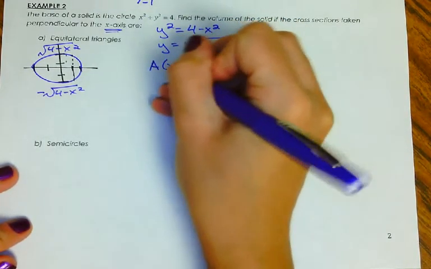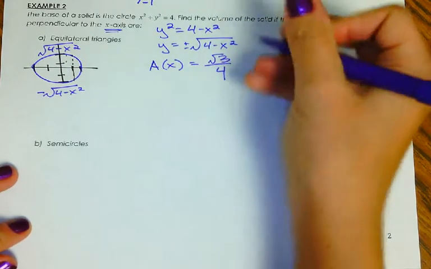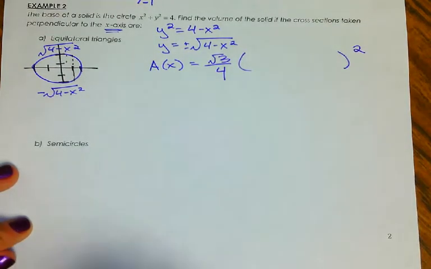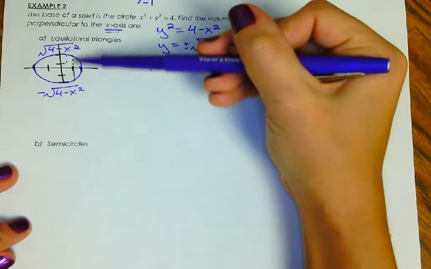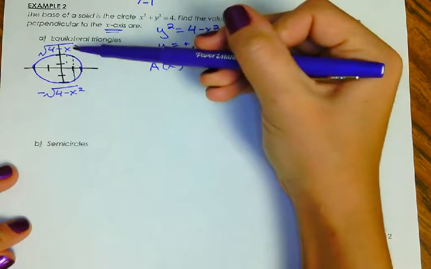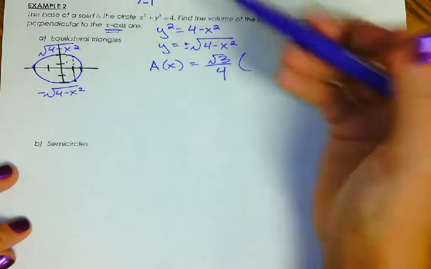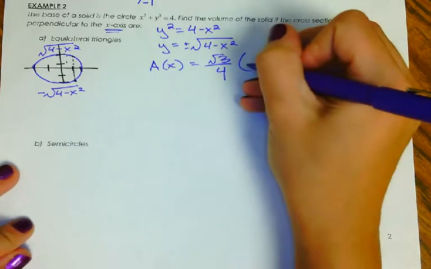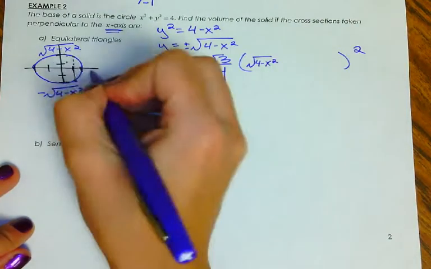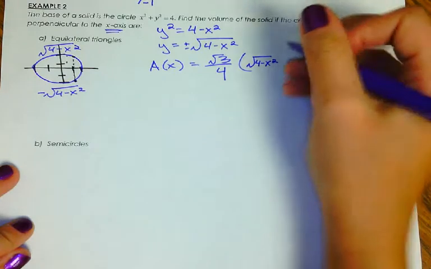So before we could drop it into the volume formula, we find the area. We know that the area for an equilateral triangle is radical 3 over 4 times the base squared. The base of each equilateral triangle is determined by taking the positive square root equation minus the negative square root equation. So you've got to be a little tricky there. It's going to be the positive 4 minus x squared, that's this top equation. So this minus this gives you that length right there.